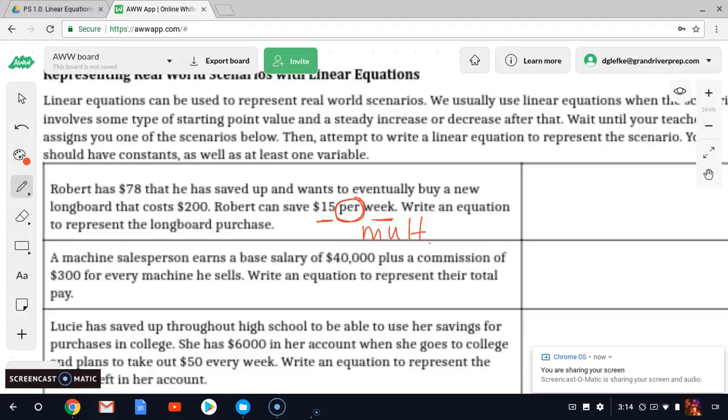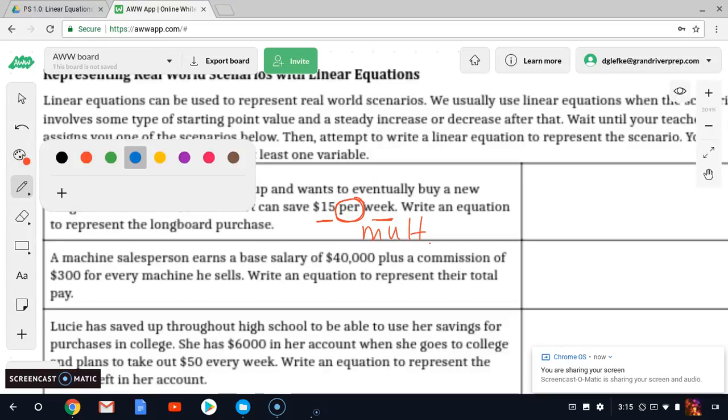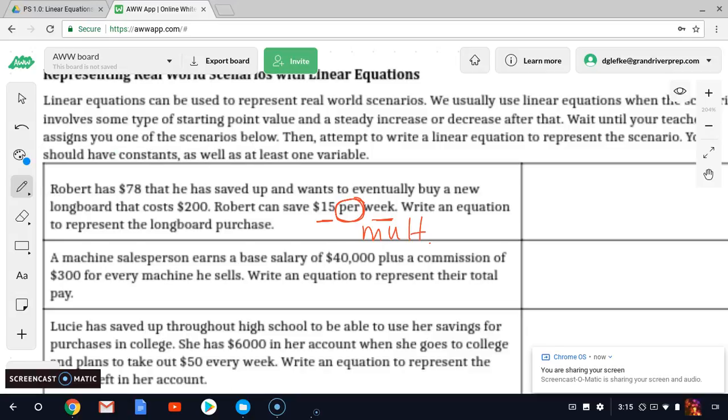Okay, so we have to figure out how many weeks, which if we look back at our problem, we don't know how many weeks. So that tells us that the weeks is actually going to be our variable. So week is our variable, and I'm going to use W for weeks. I think that makes the most sense to me. So we're looking at how much money he has and how much he's trying to save up to buy the longboard. So his goal is to buy the longboard, which is $200. So we're going to put equals $200.